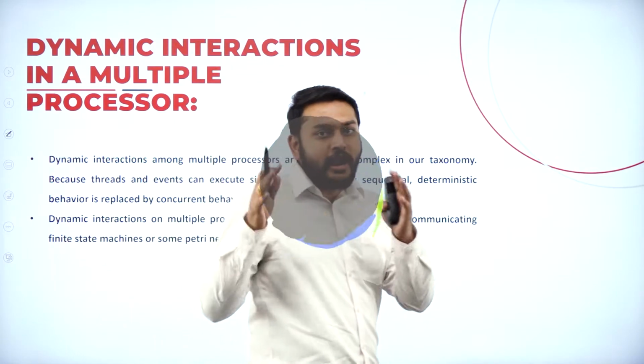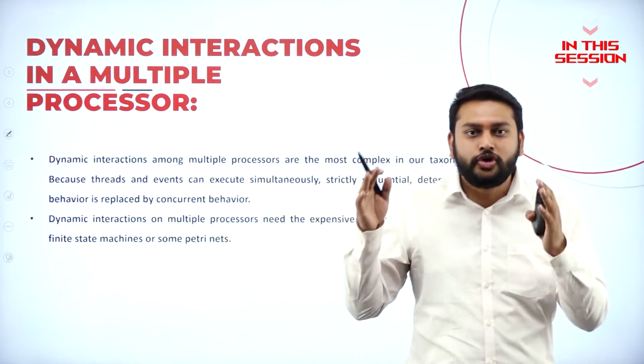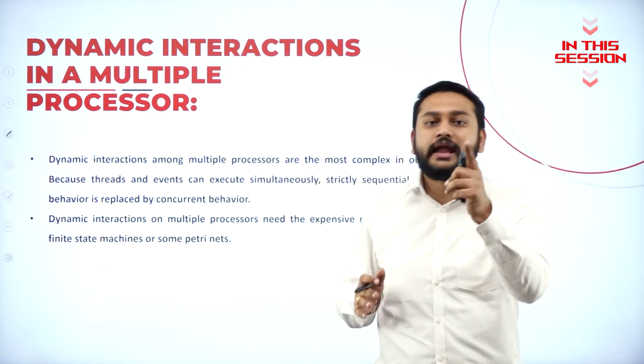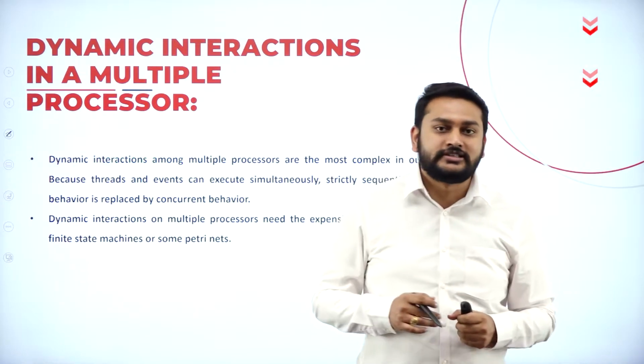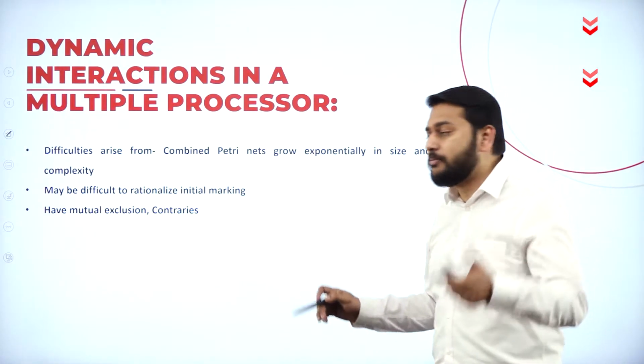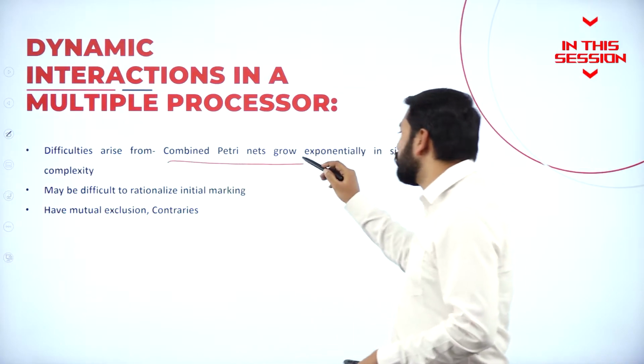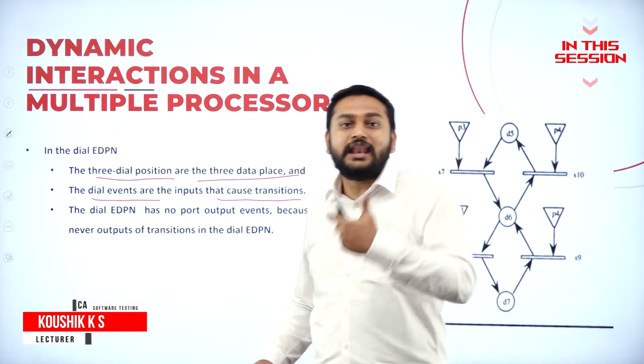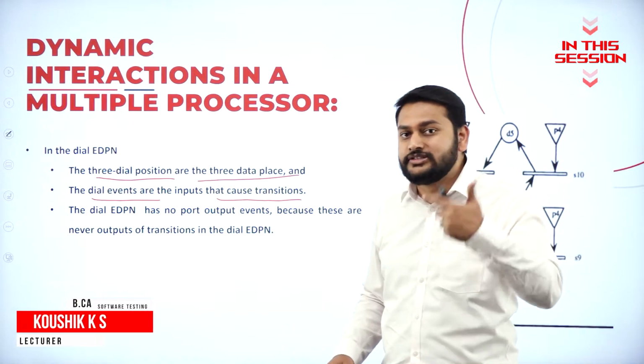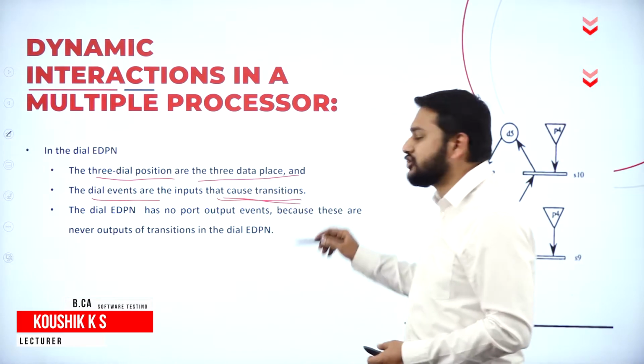So whenever I say multiple processor, it's the most complex taxonomy that I have in interaction testing. The difficulty arises because the combined Petri net grows exponentially. The dial inputs or the dial events that I have are what cause the transitions.